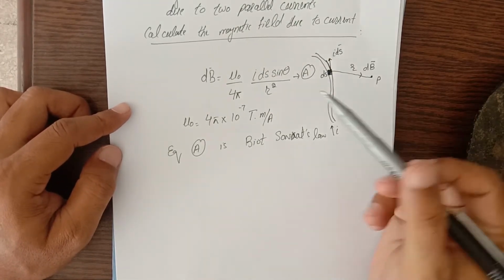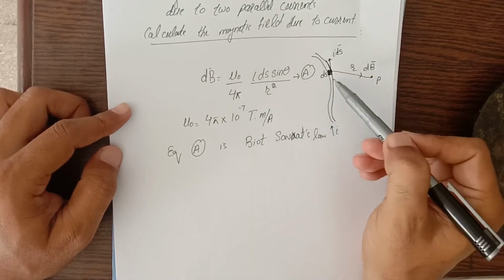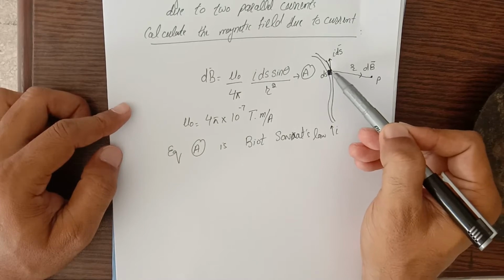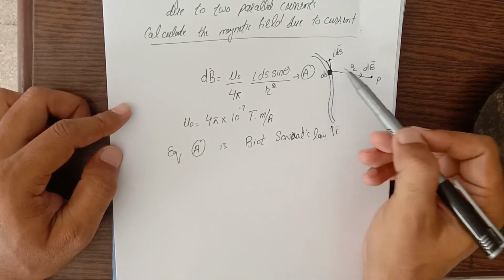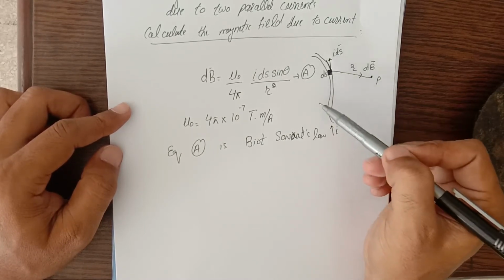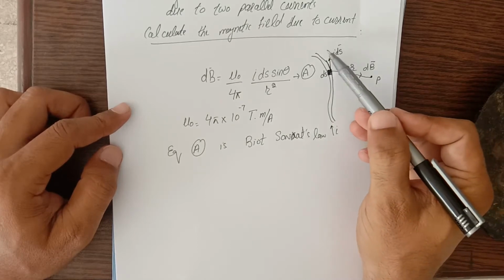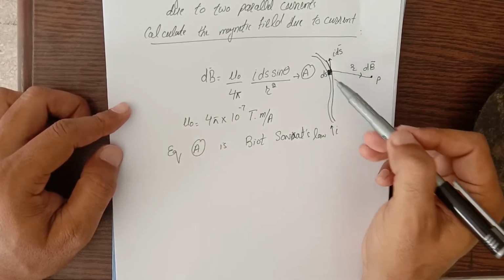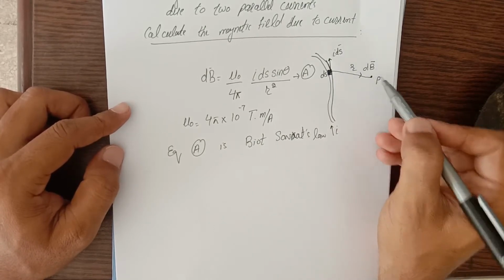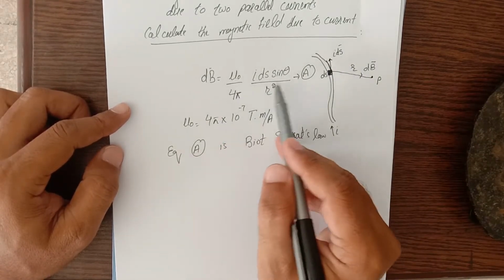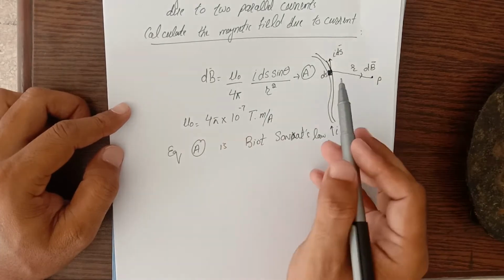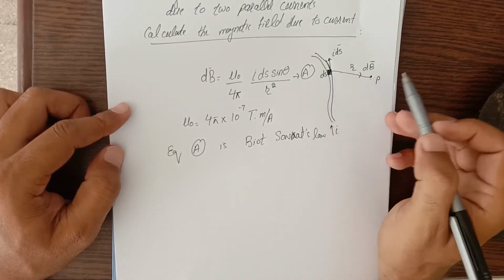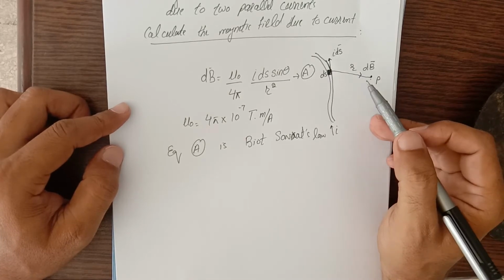Now, this magnetic field dB is due to this small differential element ds, and if you want to find out the magnetic field due to this whole current wire at point P, you will integrate it over the limits. You will get the magnetic field due to this whole wire at point P. This would be Biot-Savart law.